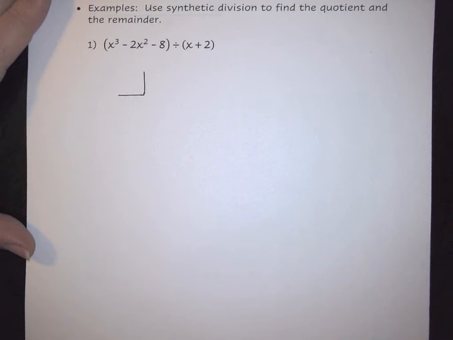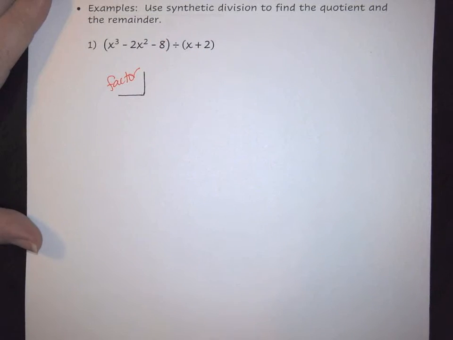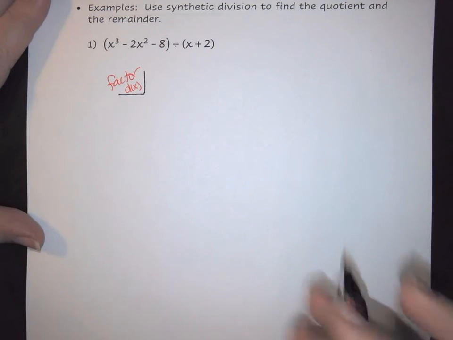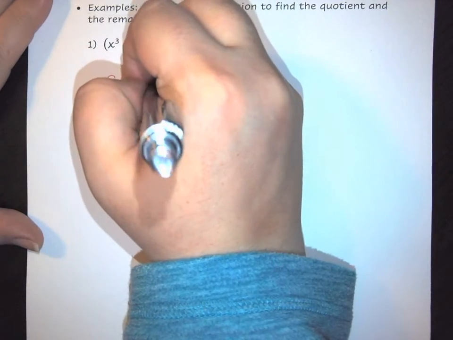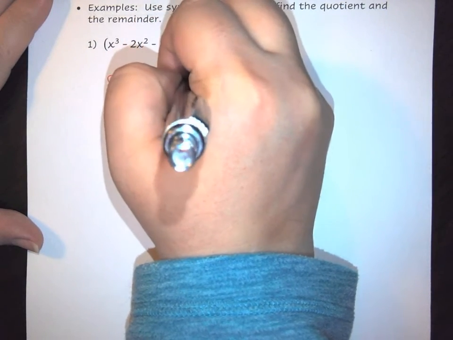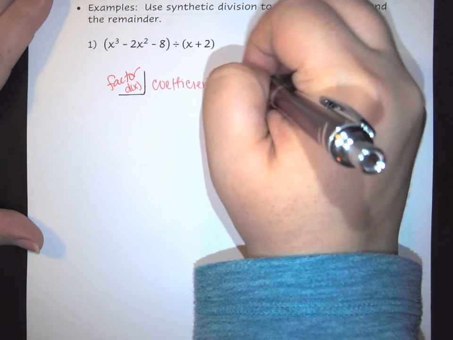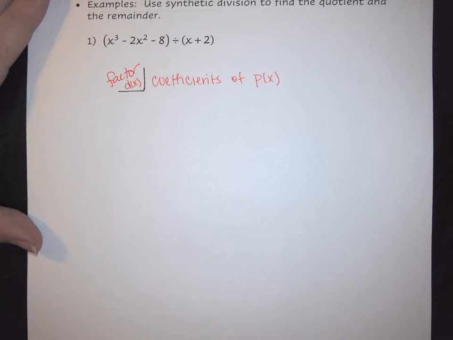Now, what goes into the box right here is your factor. The other thing that we can call it is your d of x term. Now what goes in the other side of the box is going to be the coefficients of your polynomial, or p of x.